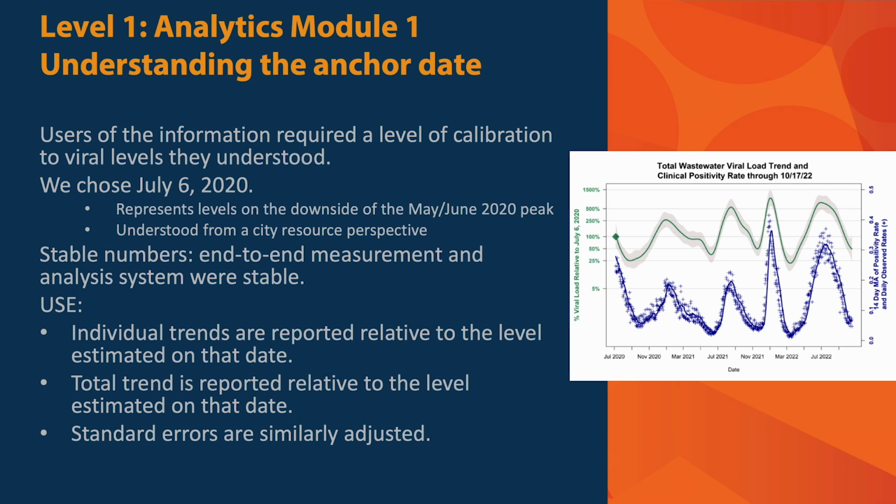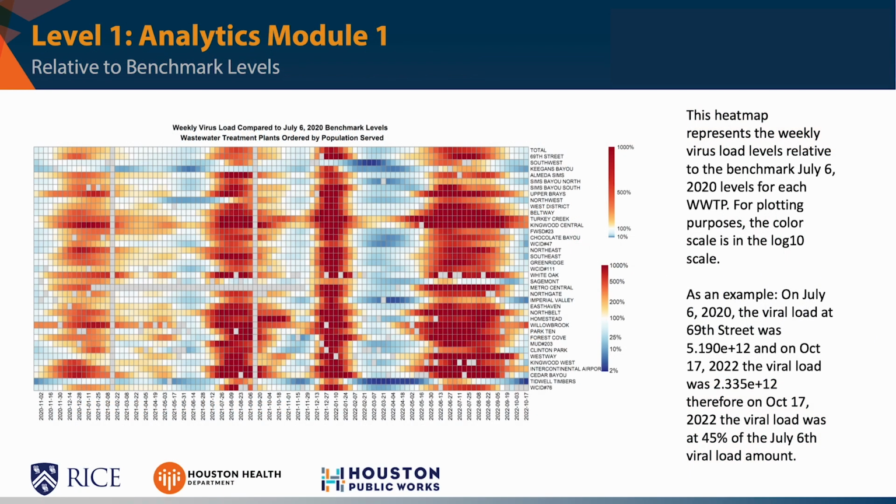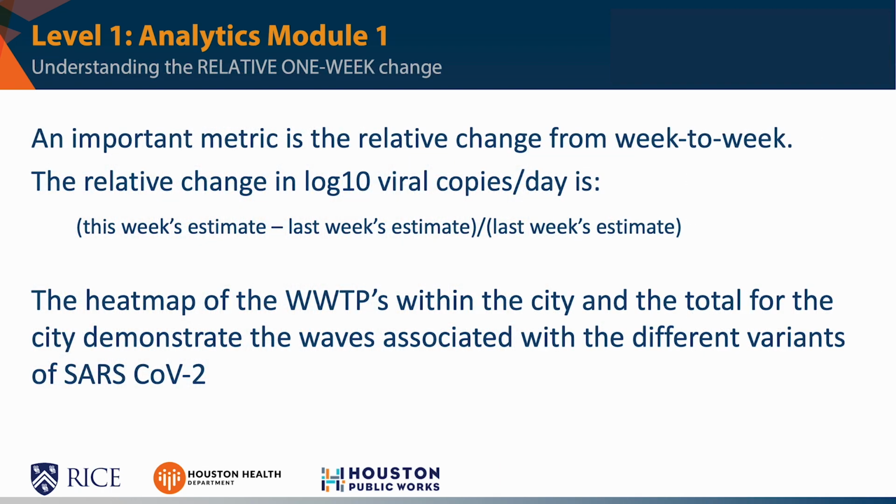When we calculate the percent of the benchmark levels, we are not using the log 10 values. We remove the log 10 transformation and then calculate the percentage. We will cover an example on the next slide. We then convey this information, percentage of benchmark levels, in a heat map. The example listed gives a simple calculation, and again note the viral load levels, the copies per day, are not on the log 10 scale.